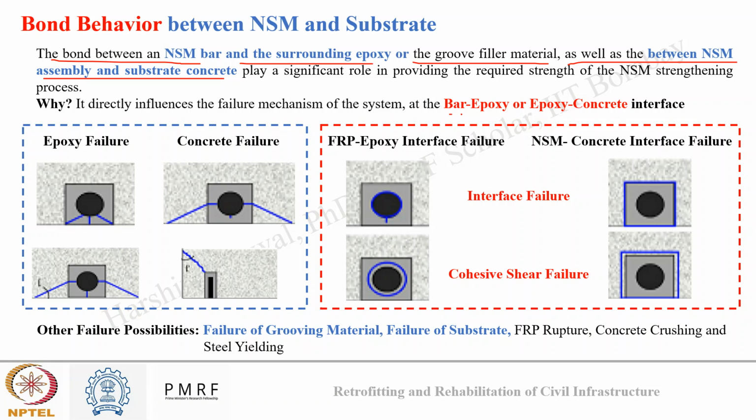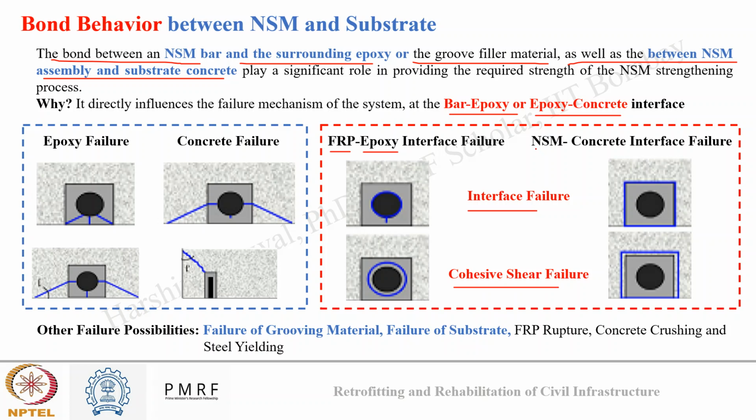Either the failure can occur at the bar-epoxy interface or at the epoxy-concrete interface. So in the image, we can see all possible failure patterns. The one enclosed in the red box shows the failure patterns at the interface, either bar-epoxy or epoxy-concrete. You can see here at the interface of the FRP and the epoxy surrounding it, there can be two types of failure: interface failure and cohesive shear failure.